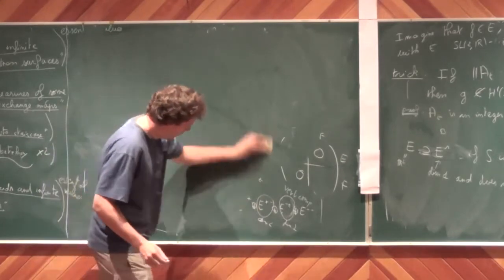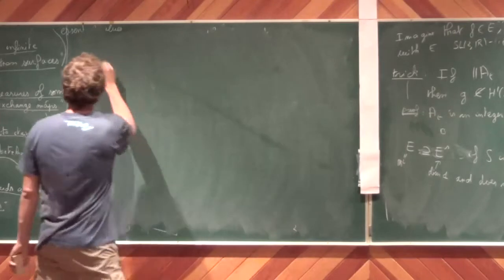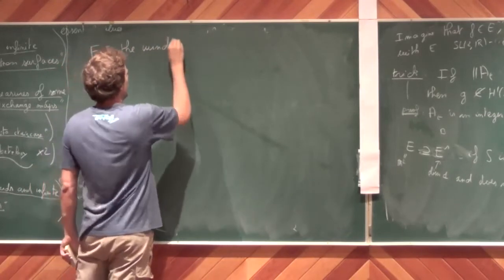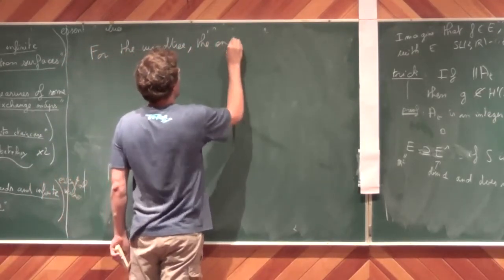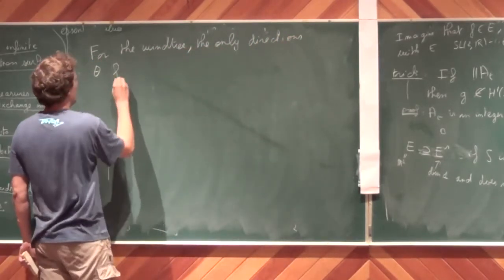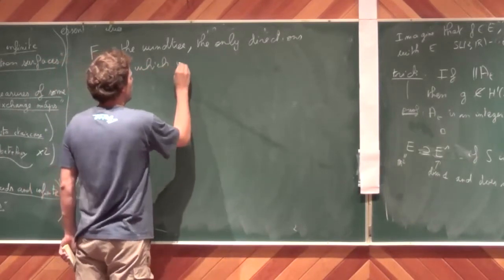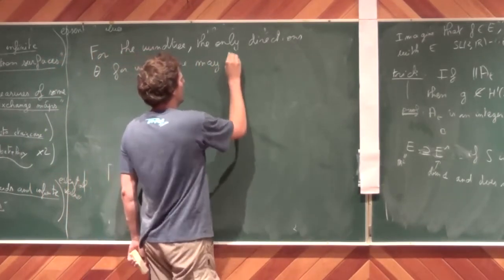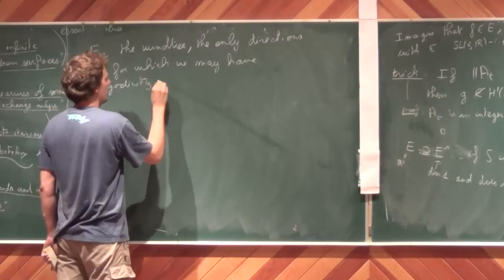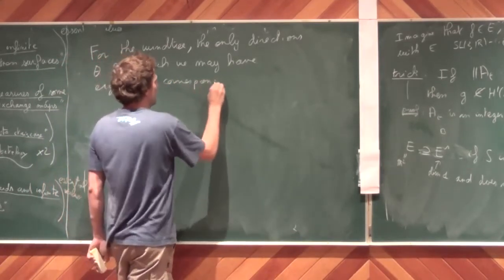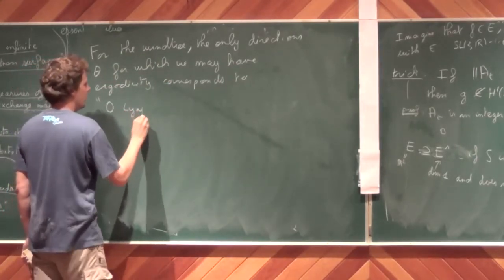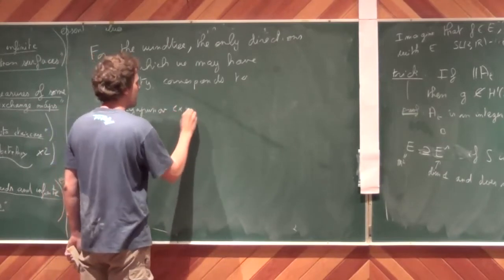So for the wind tree, or for any rank 2 subbundle, the only directions theta for which we may have ergodicity correspond, I would say, to zero Lyapunov exponent, but it's more precise than that.